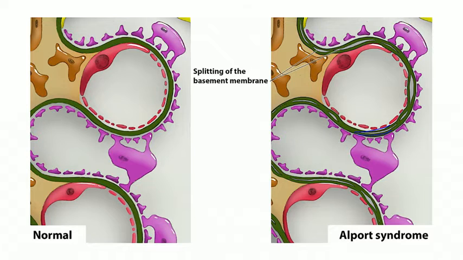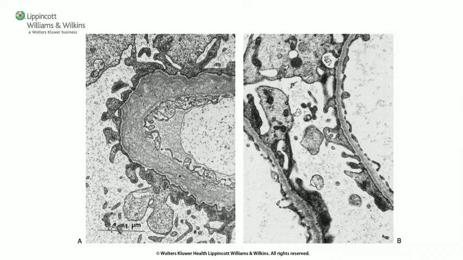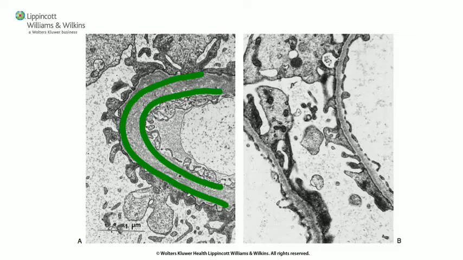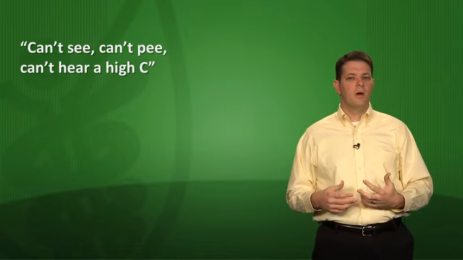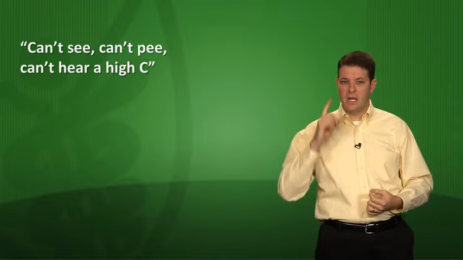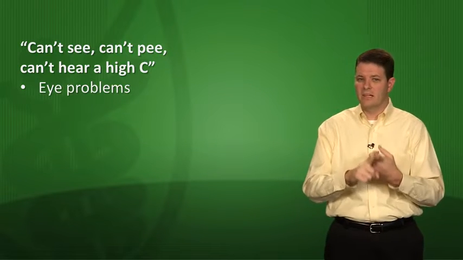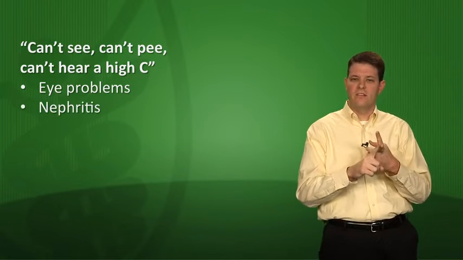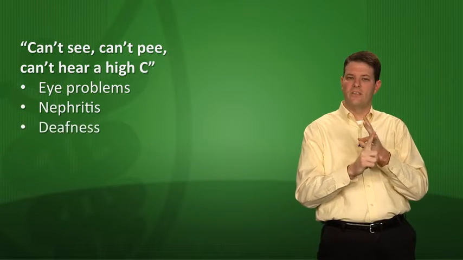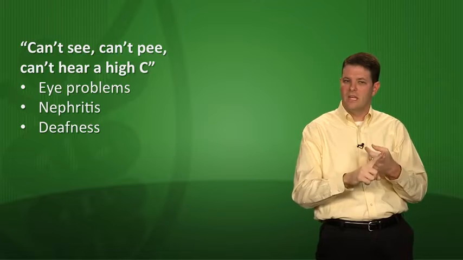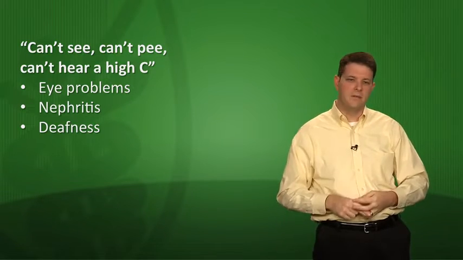So when you look at the basement membrane and the glomeruli, you're going to see that the basement membranes thin out, then they split longitudinally. It's kind of hard to make it out on this electron micrograph, but just remember splitting of the basement membrane. And if you remember, in Foundations when we talked about this, we used the mnemonic can't see, can't pee, can't hear, high C, because Alport syndrome causes a triad of eye problems like cataracts and lenticonus. It causes nephritis and splitting of the basement membrane, and then deafness or high frequency hearing loss. So can't see, can't pee, can't hear, high C.